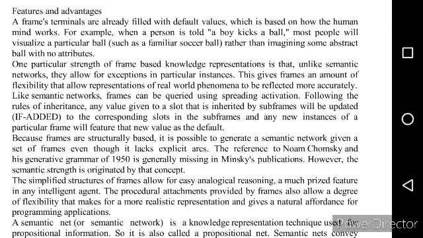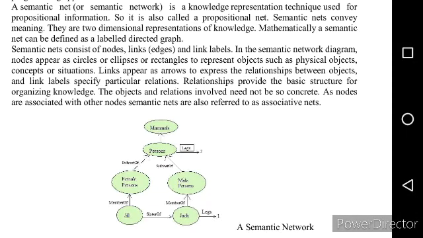Relationships provide the basic structure for organizing knowledge. The objects are related, as nodes are associated with other nodes, and semantic nets are also referred to as associative nets.